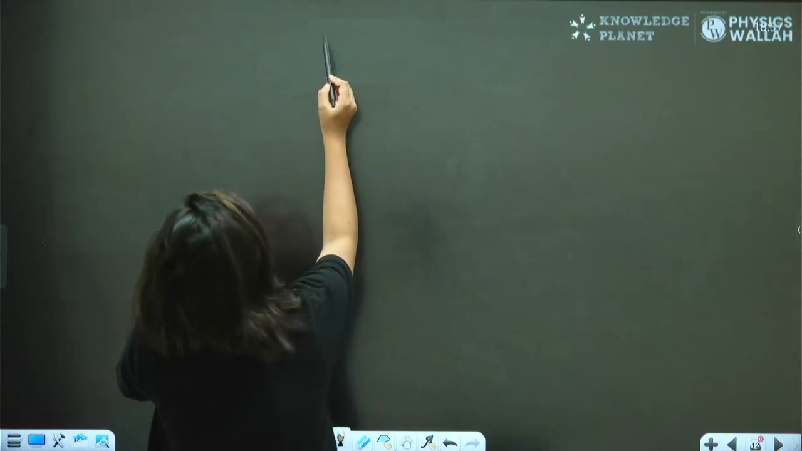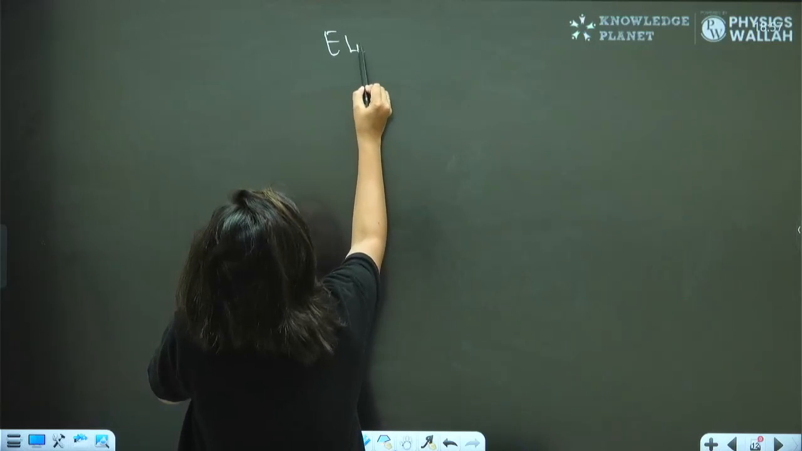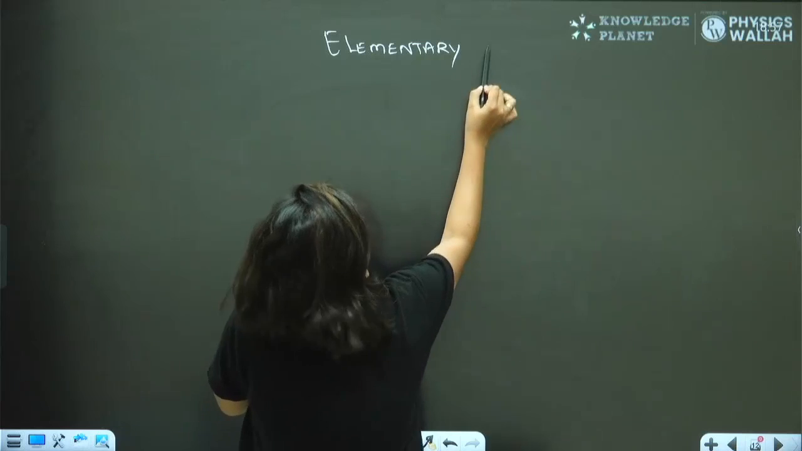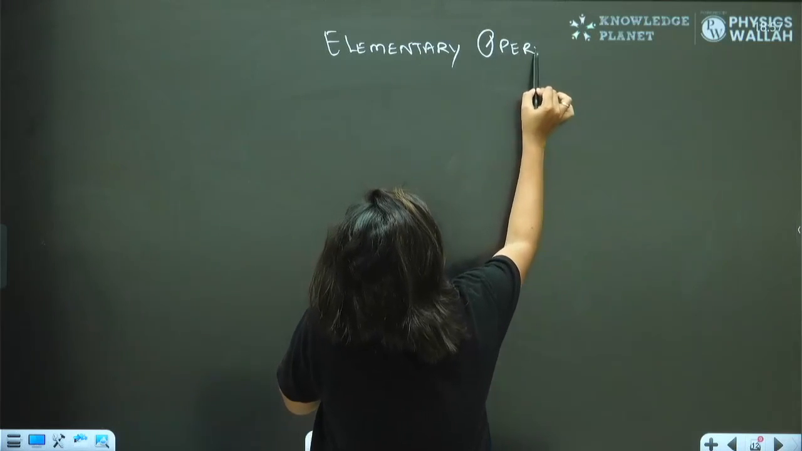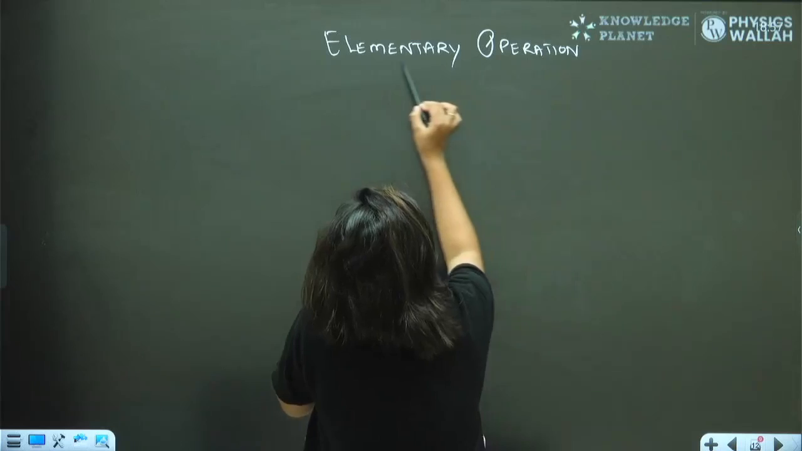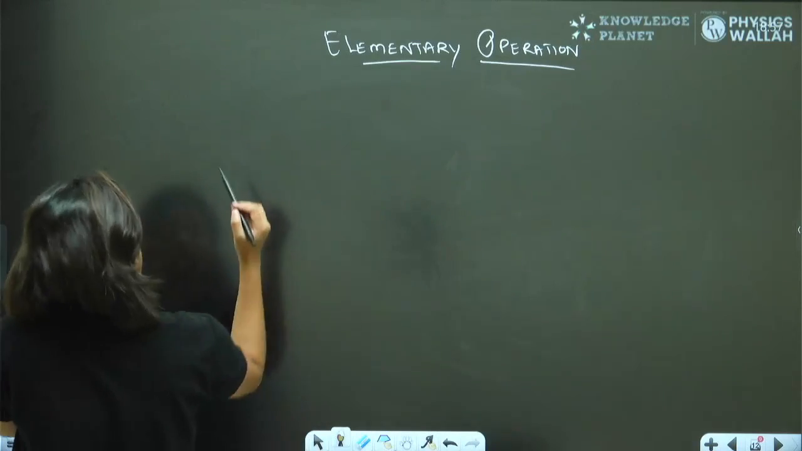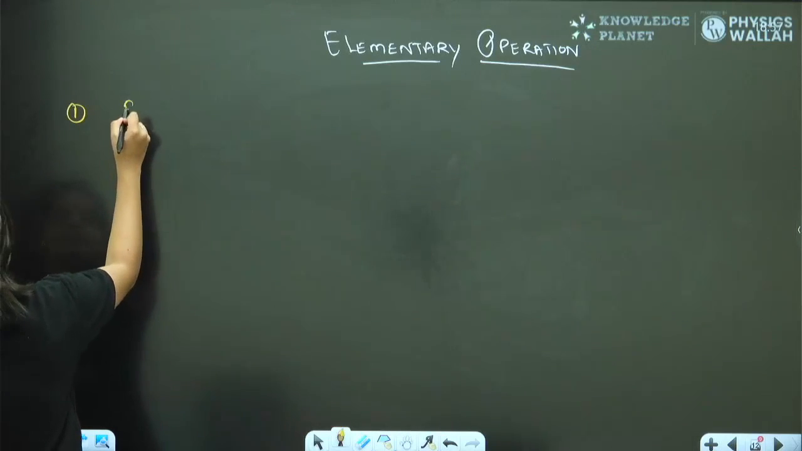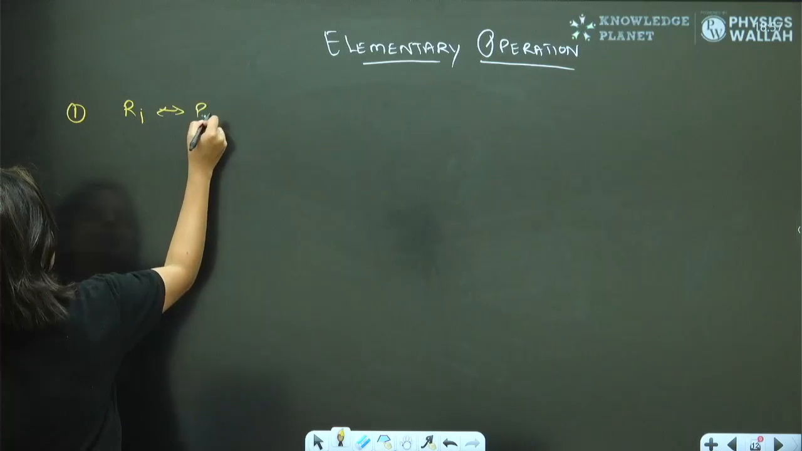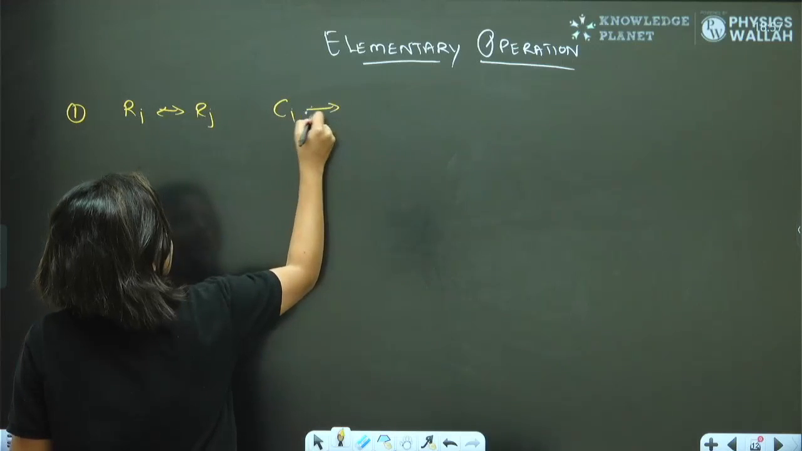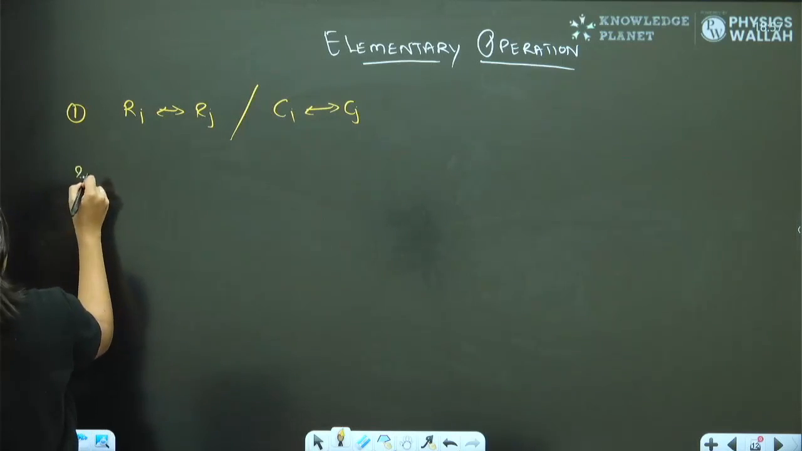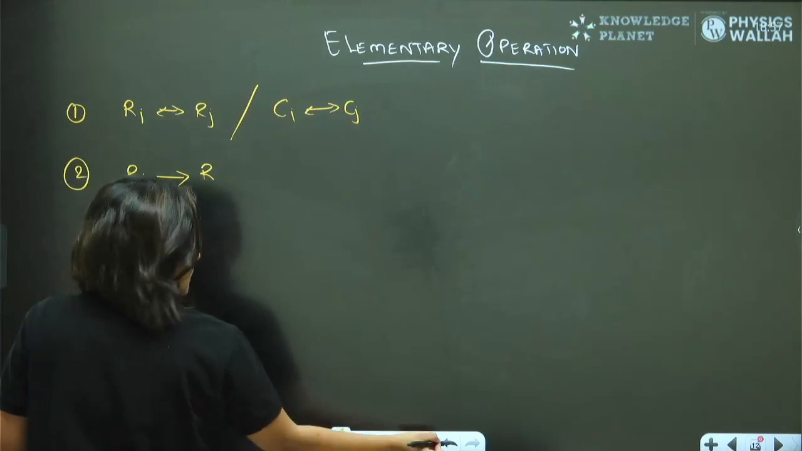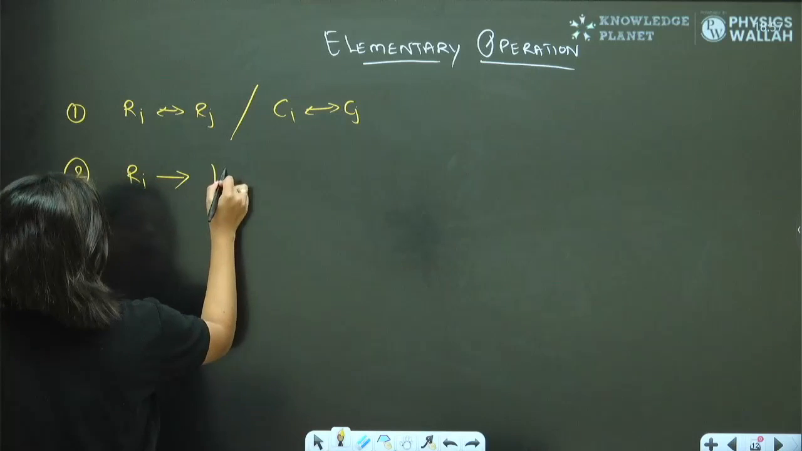Right, elementary operations. There are some elementary operations which are allowed in a matrix in order to find the inverse of a matrix. What are the elementary operations allowed? Whatever I am writing for rows is also applicable for columns. The first one is Ri interchanged with Rj. That means you can interchange any 2 rows or any 2 columns. Second one, Ri changes to k times Rj.